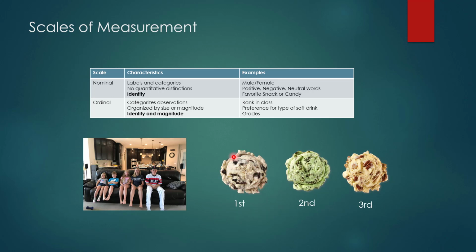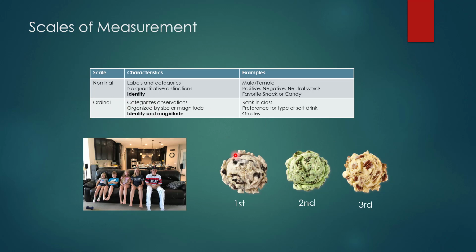So cookies and cream is my son Tyler's most favorite ice cream. His second favorite is mint chip, and his third favorite is butter pecan. Now, do I know for sure that the difference between the amount he likes these two is the same as the difference between these two? Or does he really like this one twice as much as he likes that one, and this one three times as much more? I don't know, because this just ranks it. It just gives me the order. It gives me the identification of which one and how many people like it the most.